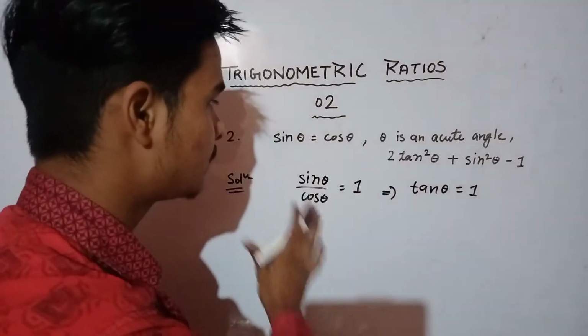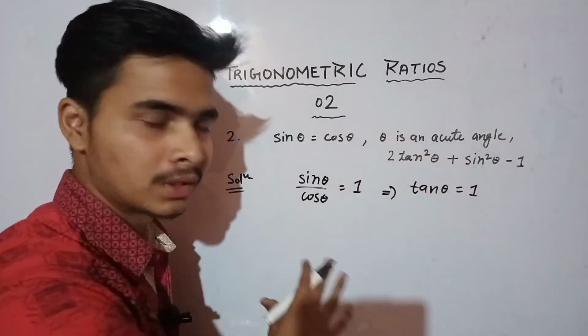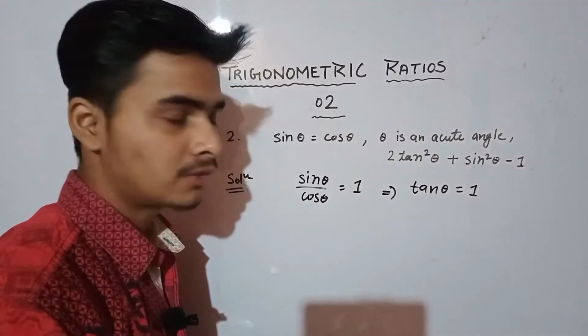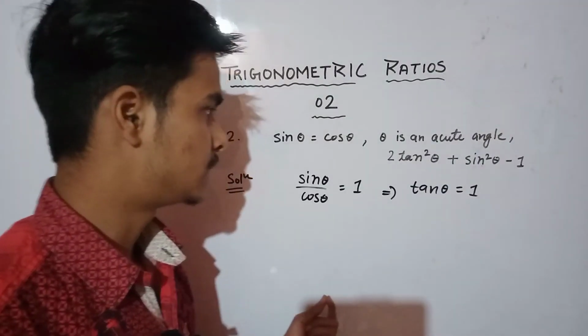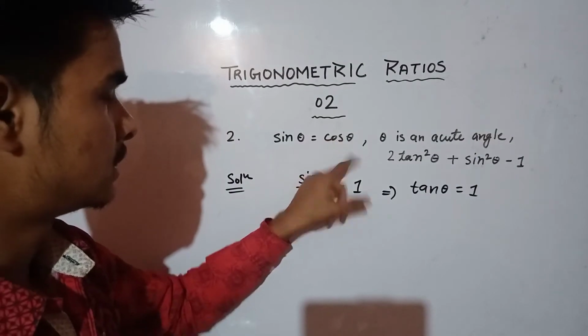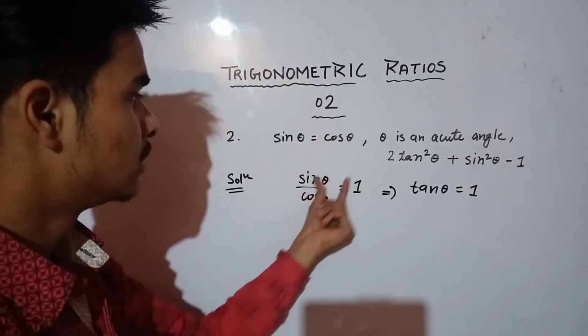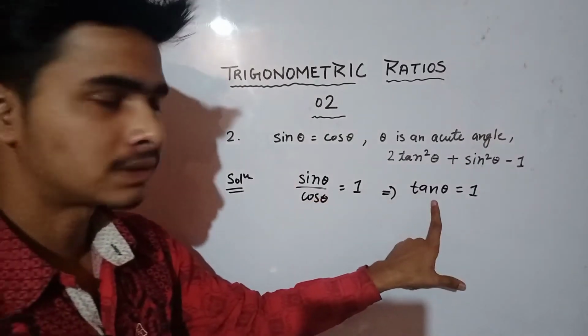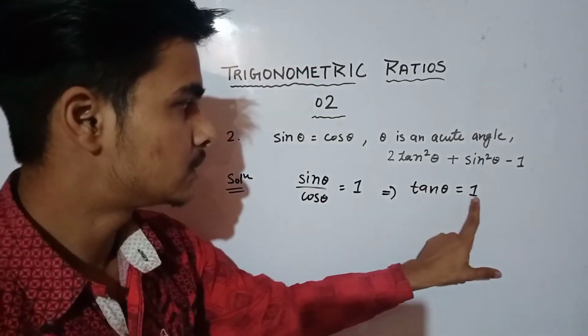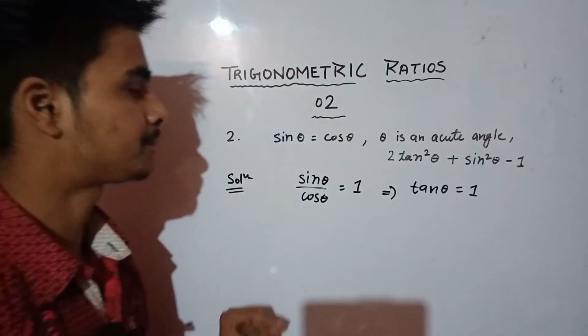See how I am getting all these values. If you have learned the formula, then it is very much possible that you might be getting what I am trying to say. Sin theta is equal to cos theta. This cos theta came here, so we have been left with 1. Now sin theta divided by cos theta is tan theta. So tan theta is equal to 1.